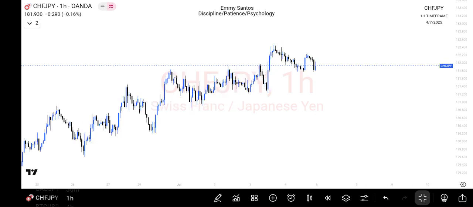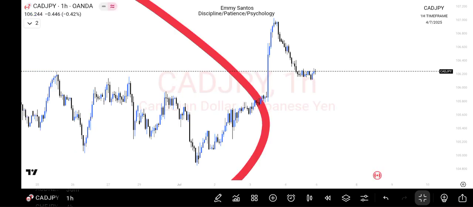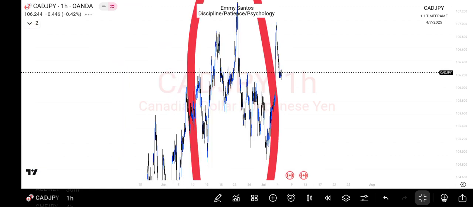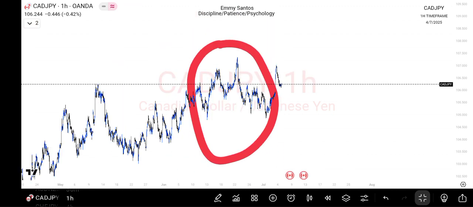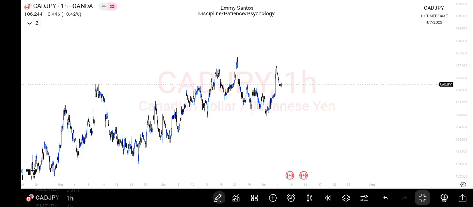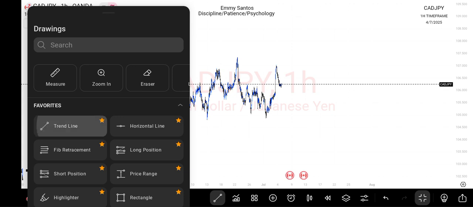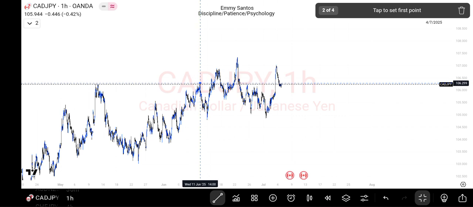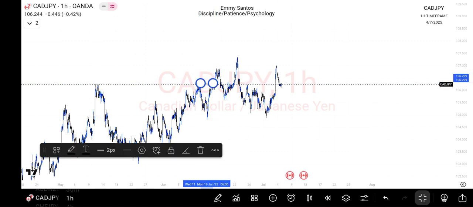I'm not doing anything here. Let me check CAD JPY. Okay, this was the pair I analyzed this week. I had my clear external break of structure, internal break of structure. I mean, internal break of structure here. Internal break of structure.